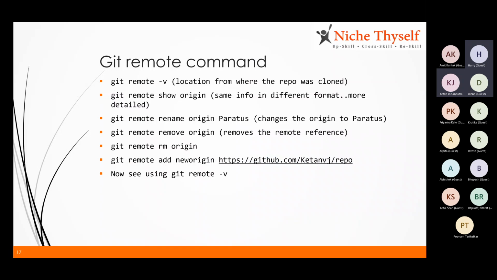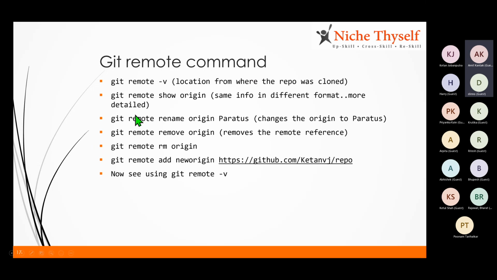So this is the command we saw, git remote -v. That shows you how many remotes are there in your current machine. Git remote show origin will show information about a particular remote. You can rename, as I told you, right? I can give any name. If I don't want to keep it origin, I want to give some other name, I can rename it. In this case, I'm renaming origin to Paratus.